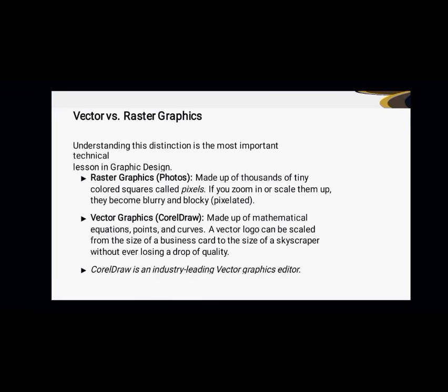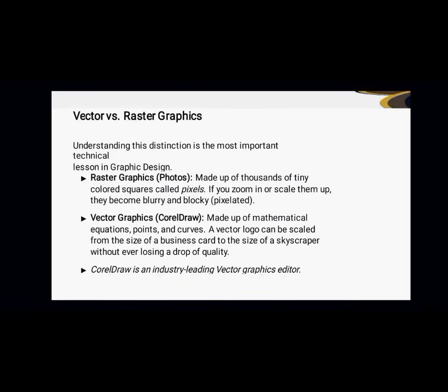Then we have vector versus raster graphics. Understanding the distinction is most important. It is a technical lesson in graphic design. Raster graphics are made up of thousands of tiny colored squares called pixels.